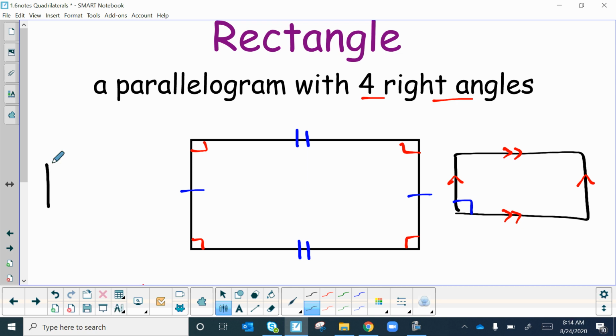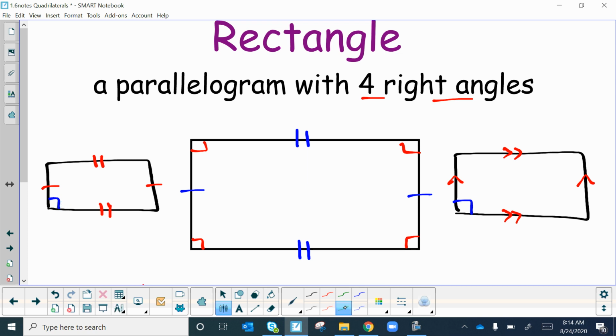Another example could be this one. If you have opposite sides congruent, but no right angles, then we're not sure it's a rectangle yet until you see at least one right angle. So there are some examples of rectangles with a minimum amount of markings, but all 3 of these still show enough proof to be a rectangle.